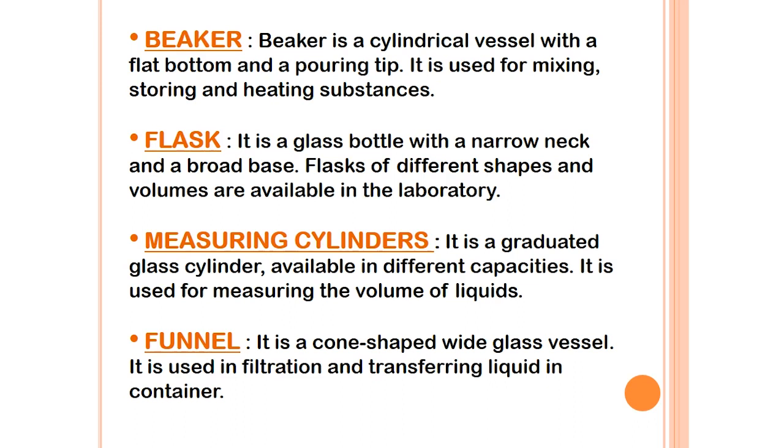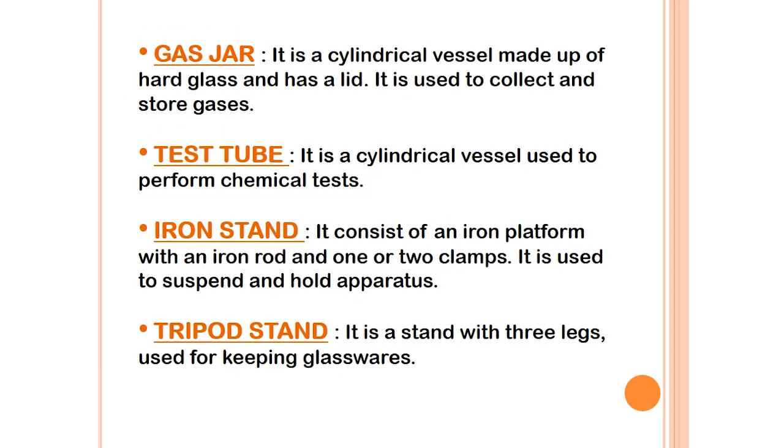Measuring cylinder. It is a graduated glass cylinder and is available in different capacities such as 100 ml, 500 ml and 1000 ml. It is used for measuring the volume of liquids. Funnel. Funnel is a cone-shaped wide glass vessel and it has a narrow neck. It is used for filtration and transferring liquids from one container to another. It prevents the spilling of the liquid which is being poured.